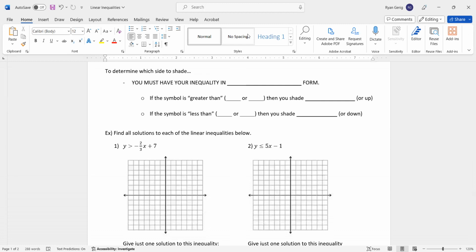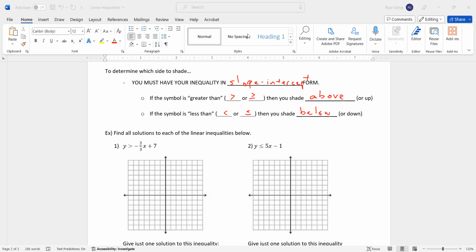To determine which side to shade, you must have your inequality in slope-intercept form. That's big. So make sure you have your inequality in slope-intercept form. If the symbol is greater than, so greater than or greater than or equal to, then you shade above or up from the line. If the symbol is less than, then you shade below or down. This will all make sense when we do a few more examples.